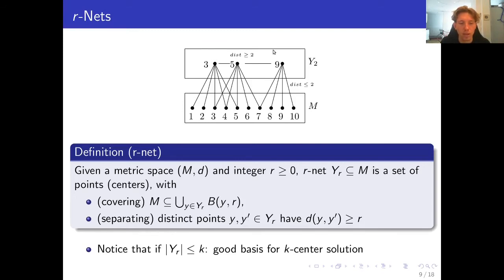And notice that if the size of Y_r is less than or equal to k, then this is a good basis for a k-center solution. This was also what Har-Peled showed in this book, because it covers every point in M, and also because of the separating property, there cannot be many centers, and so it's a good even distribution.